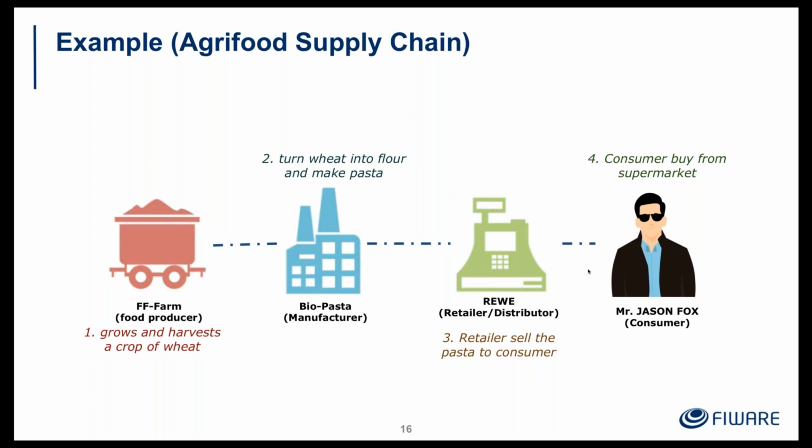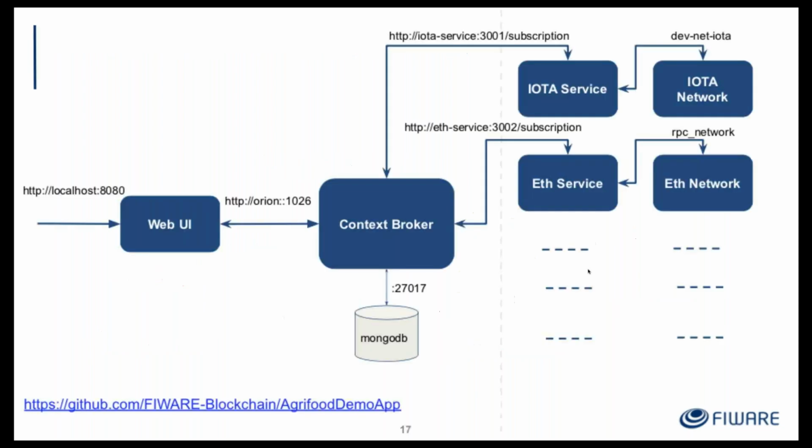So here we can design the system. We have a context broker at the center, where the data comes in in a standard manner, and your MongoDB database is connected with the context broker, and you can connect your DLT services and make subscriptions for what kind of data you want to persist, and the services can get connected to a specific network.